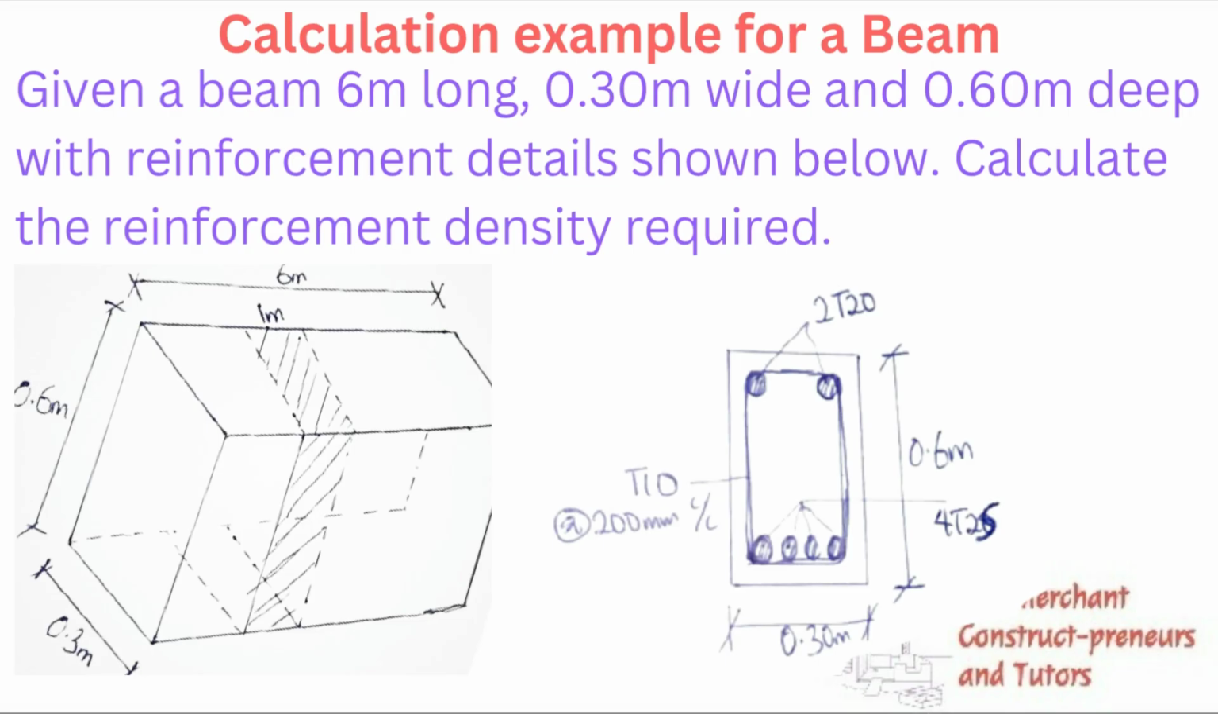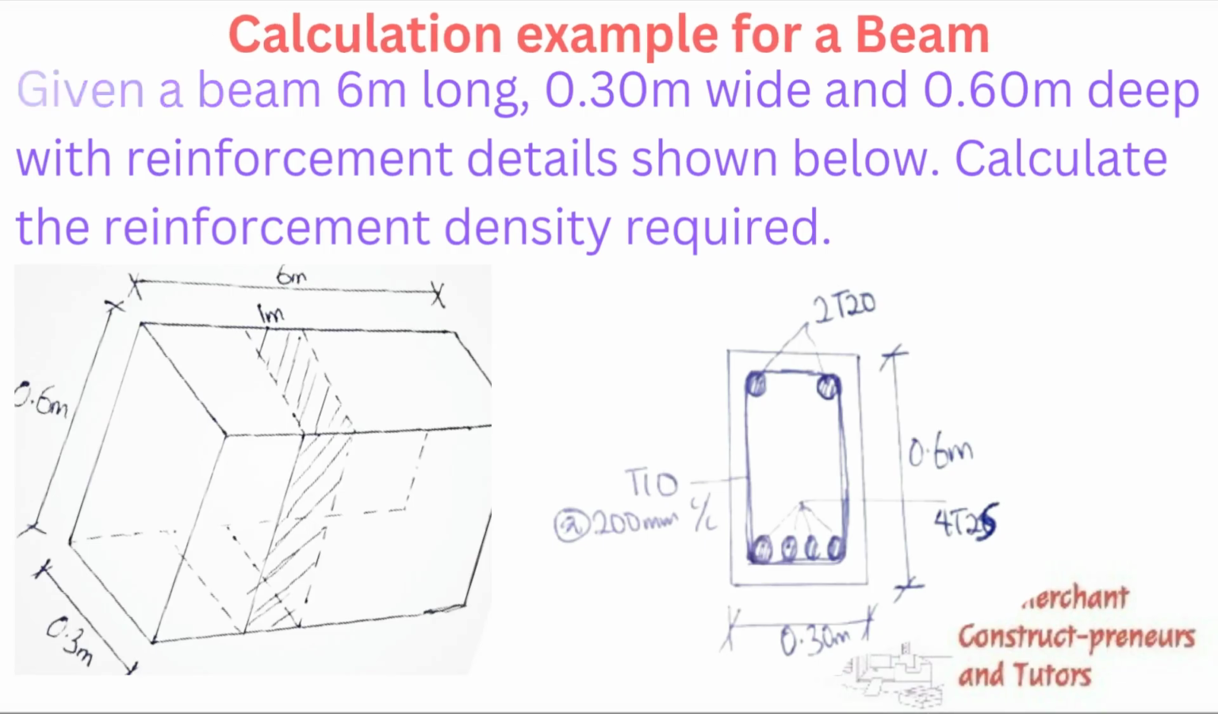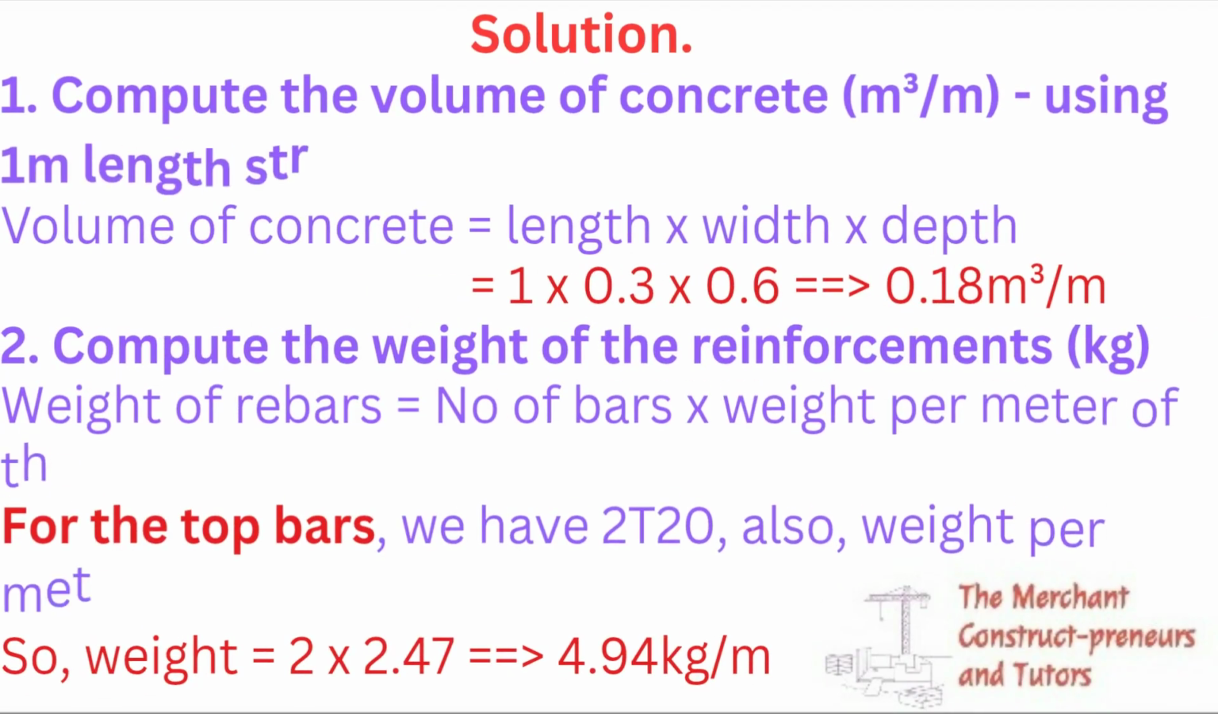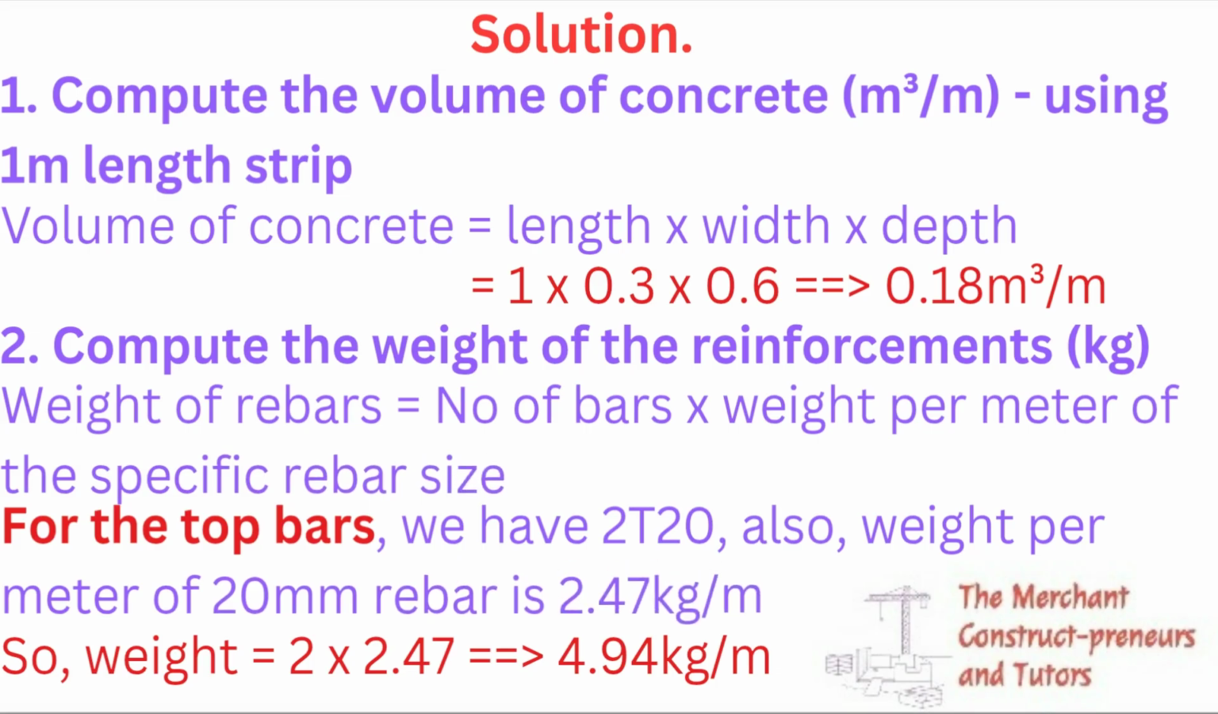So this question: given a beam 6 meter long, 0.3 wide and 0.6 deep, with the reinforcement details shown below, you should calculate the reinforcement density just as the image seen here. So we are going to take a 1 meter strip. Once you're able to get a strip, then irrespective of the length of any beam, it is easier, instead of doing for each beam with its own peculiar dimension. So we take a 1 meter strip, and the reinforcement we have is 2T20 at the top, 4T25 at the bottom, and the links are 10 mm at 200 spacing. So first thing first, we are going to compute the volume of concrete.